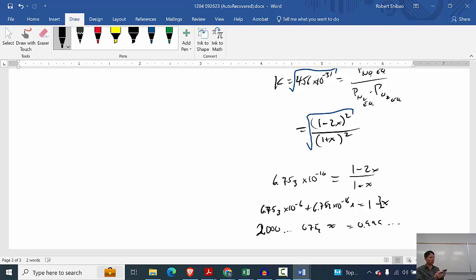So I'll just do plus 2 equals K, and then divided by, I'm going to put this in parentheses, 1 minus 6.753 times 10 to the minus 16. Oh, I screwed that up. I need to flip it. Flip this. I get x is equal to 0.4999. It just keeps repeating. Is that what you get?